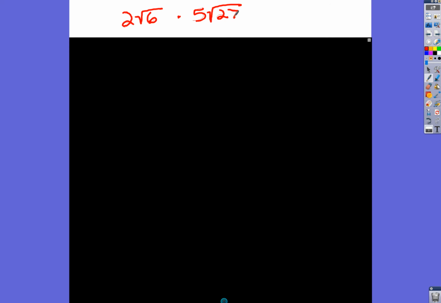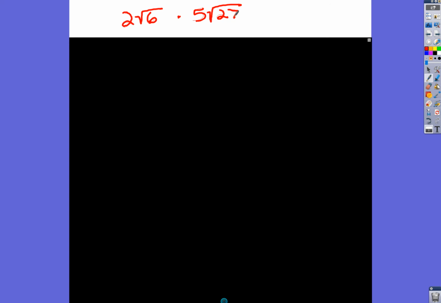If we were to multiply first, what were the rules for multiplying? Index is the same, but both of these are square roots. So you know what the index is. When it comes time to multiply, where do we multiply? Outside, outside, inside, inside. On the outside, what's 5 times 2?